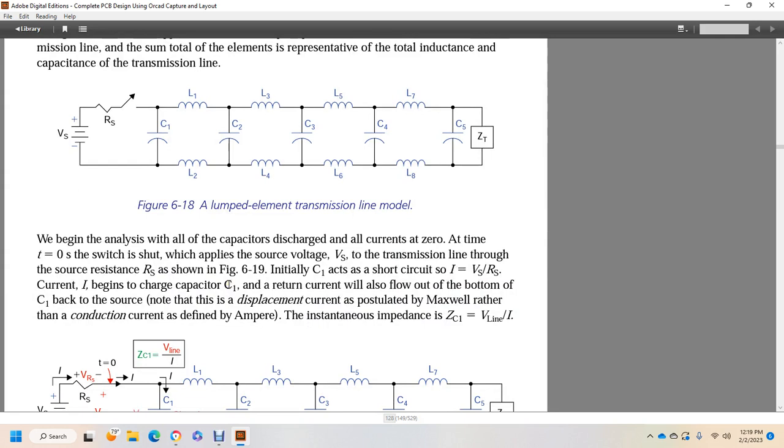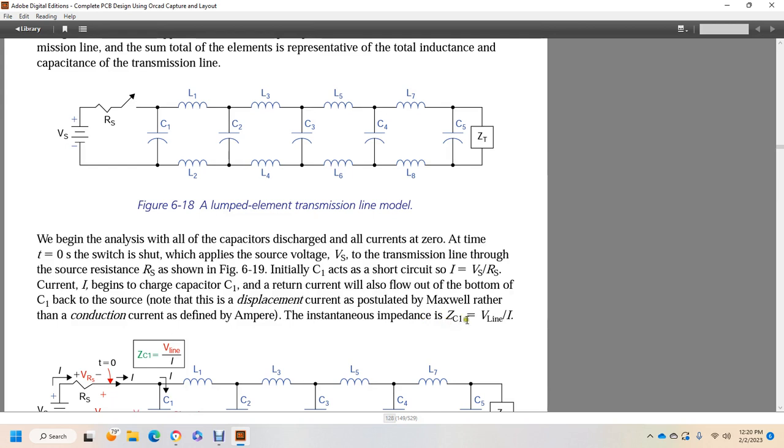Begin the analysis with the capacitors discharged and all currents zero, and at t equal to 0 the switch is shut. With the switch closed, the source voltage VS, and the transmission line source resistance RS, is shown in figure 6.19. Initially, capacitor 1 acts as a short circuit, and the voltage VS sees the resistor RS. Current begins to flow with the uncharged capacitor. Capacitor 1's return current also flows from the bottom of capacitor 1 back to the source node, as displacement current, as postulated by Maxwell, rather than conduction current.